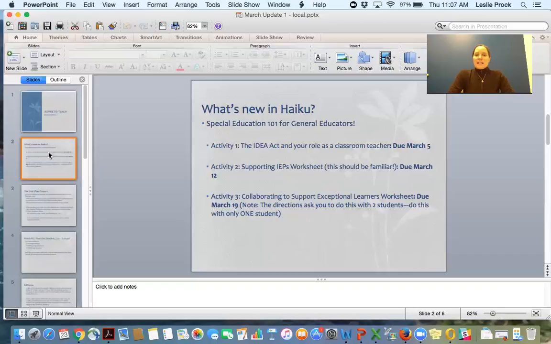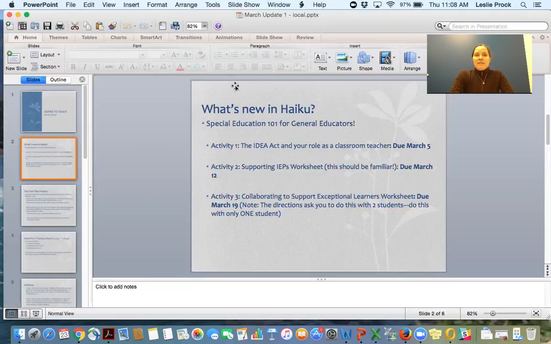And the third activity in this module will be collaborating to support exceptional learners. This is how you click in with different service providers at your school. The directions say in the module for you to take 2 students through this process, but I'd like for you to focus on one of your students who has an IEP in your classroom. And that one will be due on March 19th.